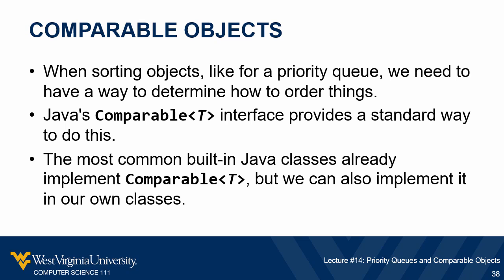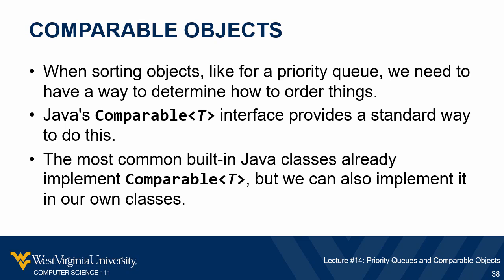Basically it says that it's going to have this compare to method that's going to take the object that we're trying to compare against, and it has a well-defined set of return values that we can use to order our objects. Now, the common built-in classes in Java, things like strings and the wrapper types like integer and double, already implement the comparable interface. But classes that we create ourselves by default do not.